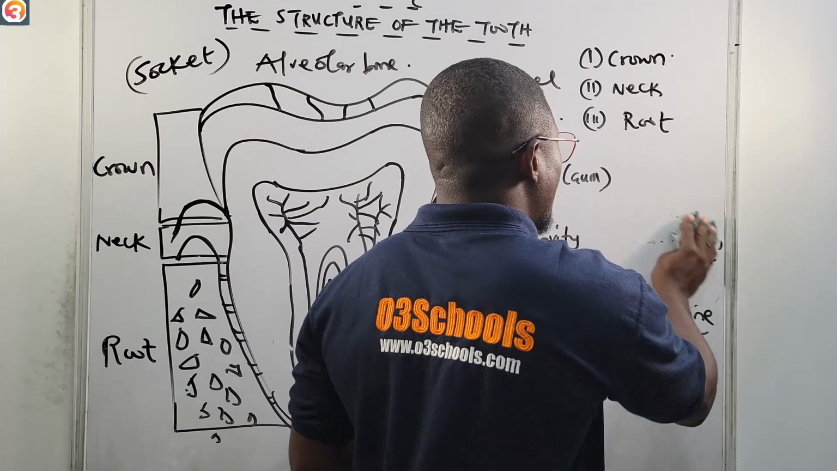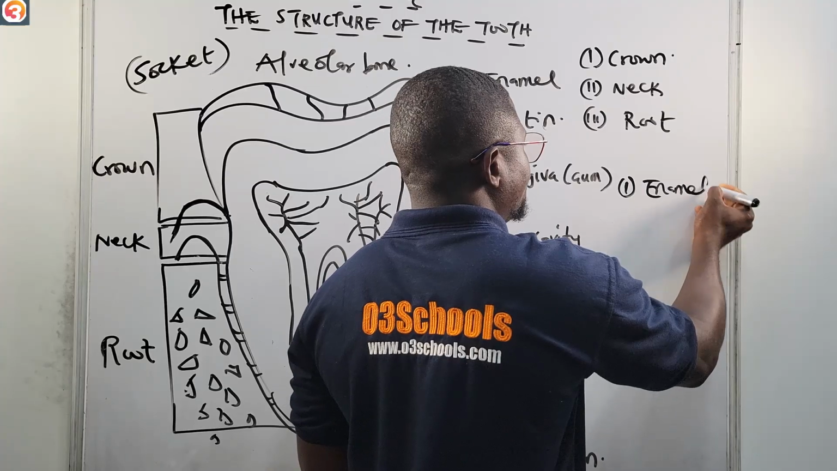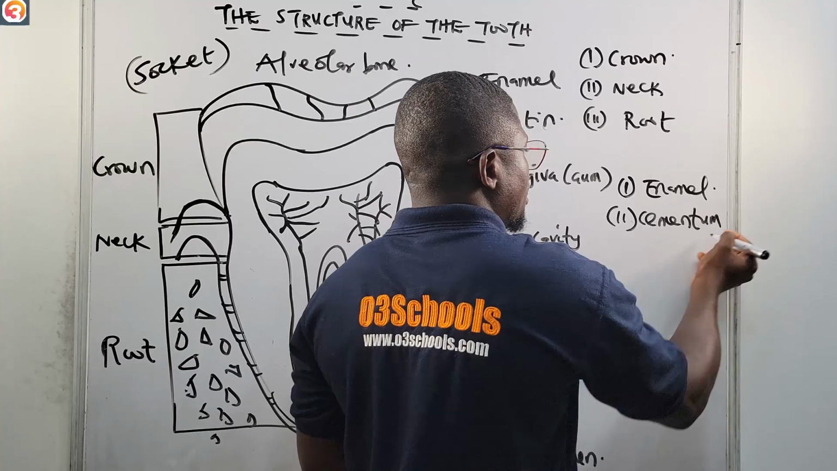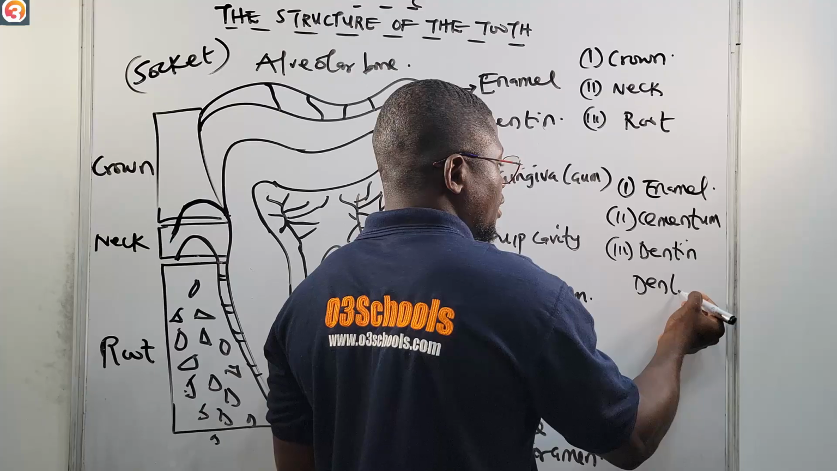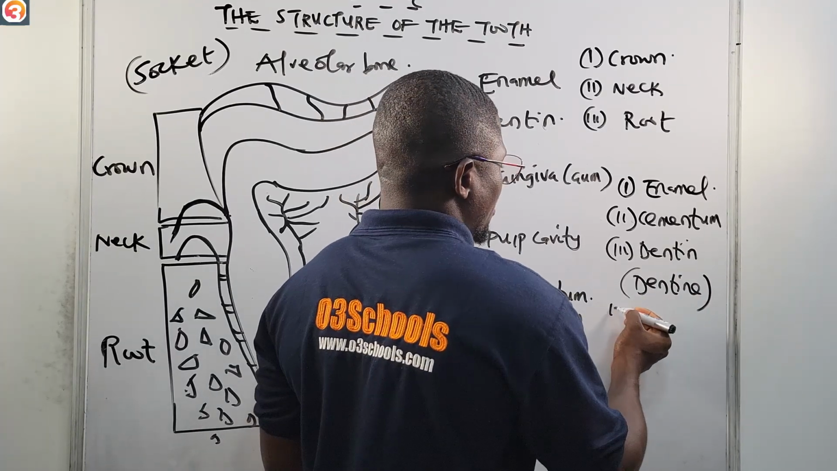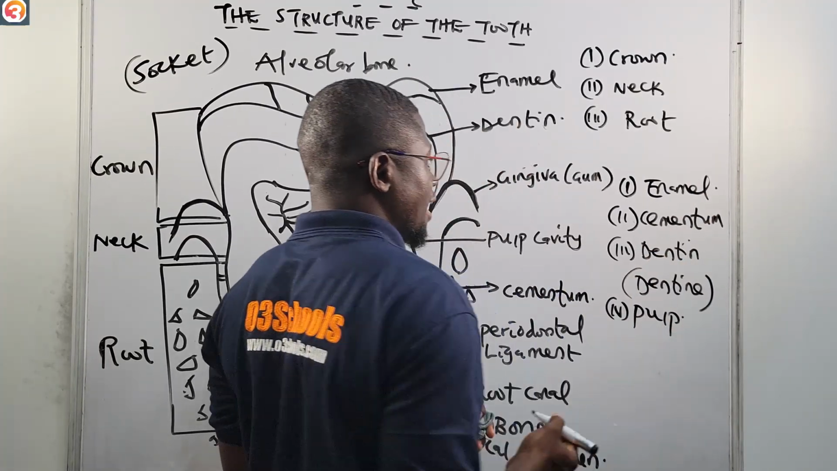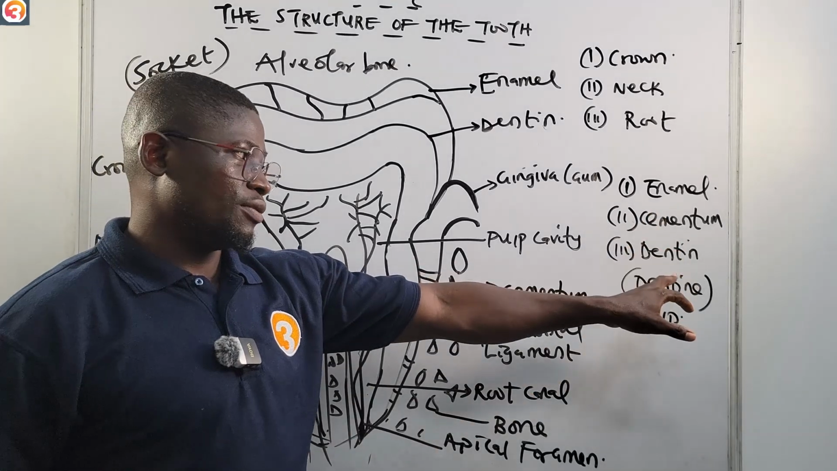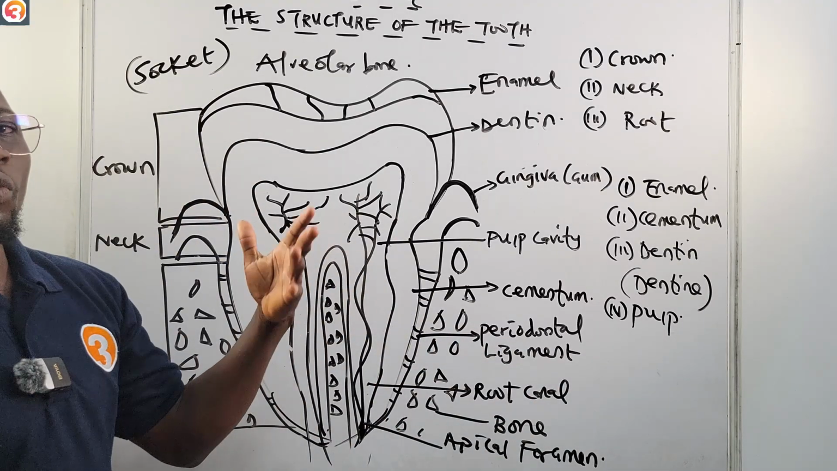Those 4 major tissues are: number 1, the enamel; number 2, the cementum; number 3, the dentin, which can also be spelled dentine, either T-I-N-E or T-I-N; and number 4, the pulp. So these 3 major parts are made up of 4 major tissues: the enamel, the cementum, the dentin, and the pulp. I'm now going to take each of them one after the other.